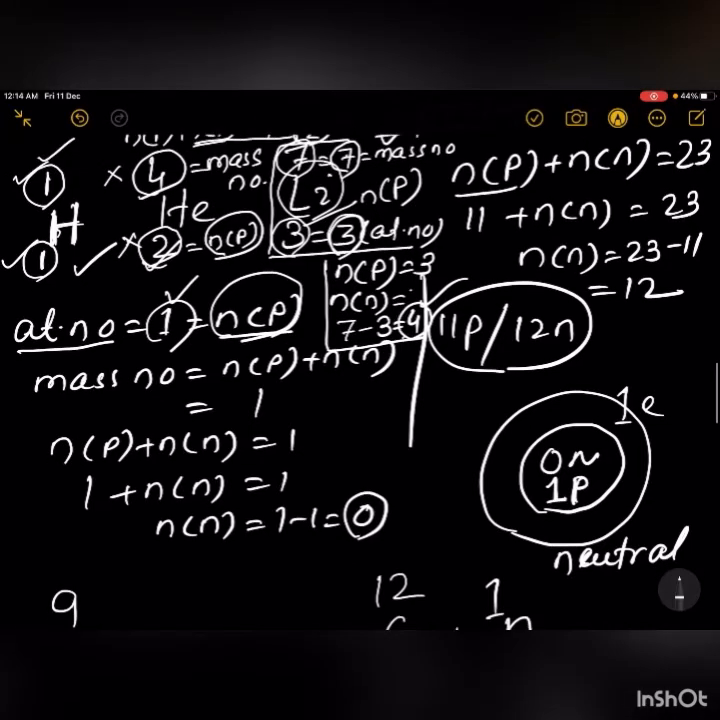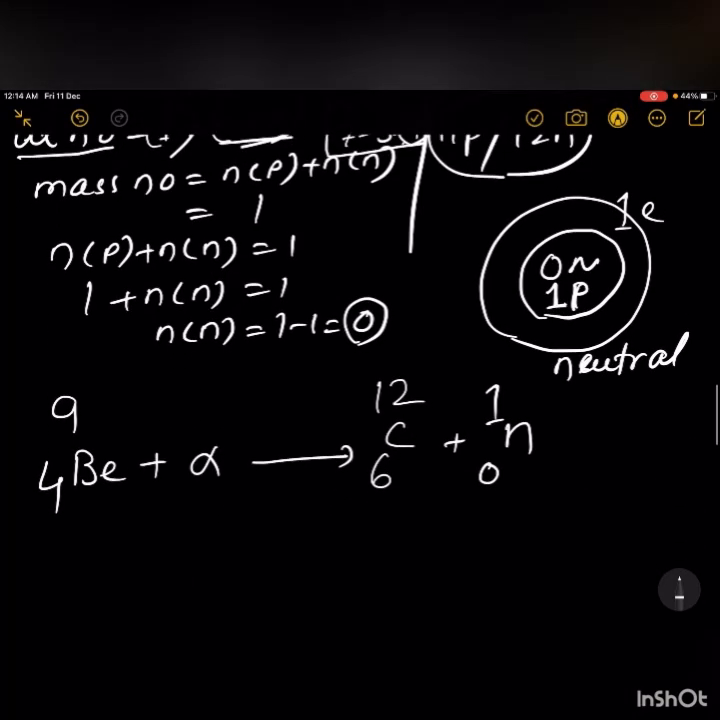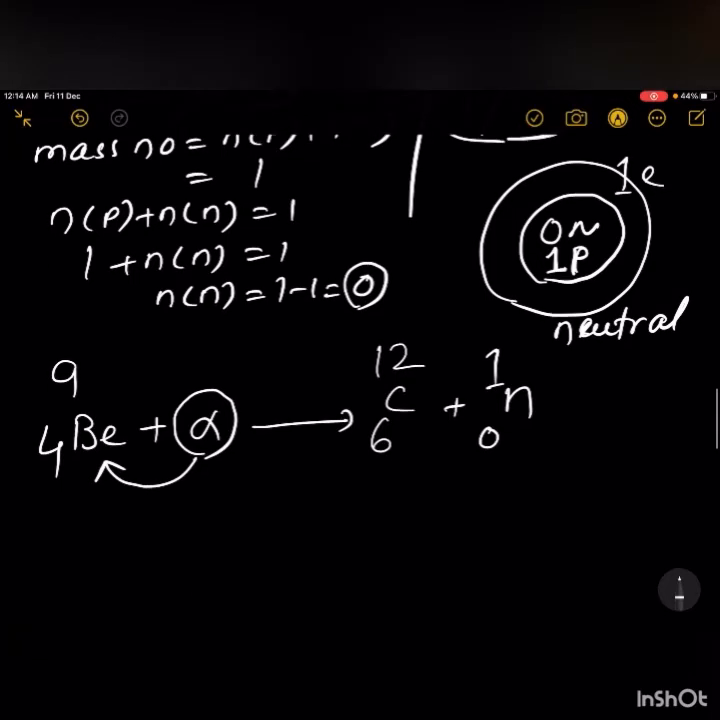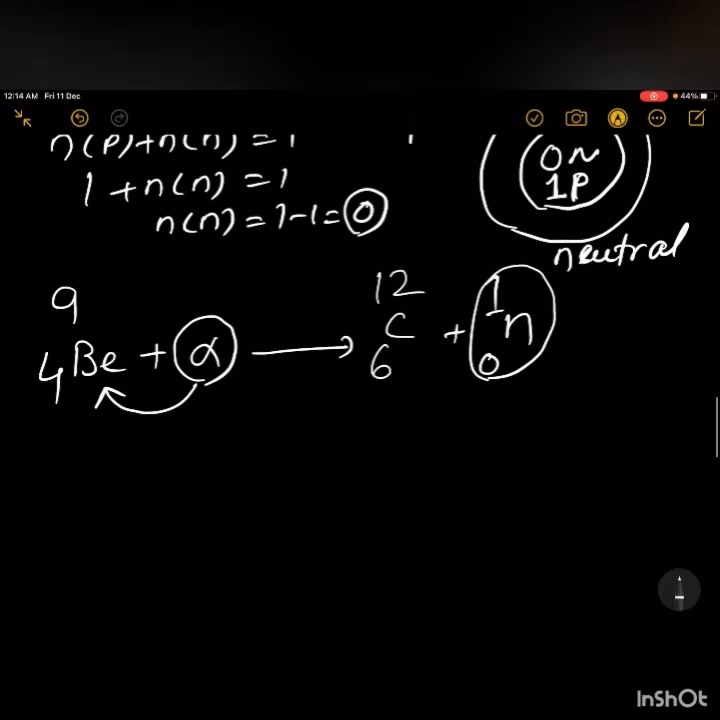Then we can find neutron by bombarding alpha particle with beryllium atom. Or you can say when alpha particles are bombarded on beryllium foil, neutrons are produced. How? You see, in case of beryllium, atomic number is 4, means it has 4 protons.